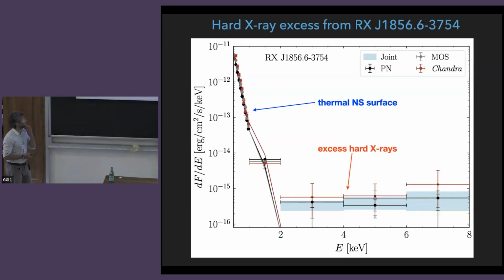And when we opened the data, we actually found something pretty interesting. So this is one of these magnetic neutron stars, 1856. We saw that thermal emission coming down from the surface. That was to be expected. But then we saw excess hard X-ray emission coming from the surface of this neutron star. And that got us excited because that's exactly what we would expect to see if we had an axion-induced signal.